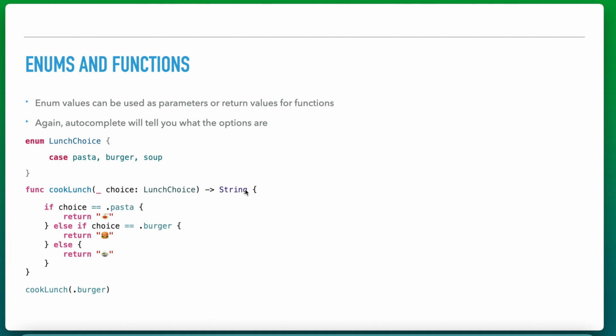And we can return a string here. So if the choice is pasta, then we're going to return the pasta emoji. If the choice is burger, we'll return the burger emoji. Or if it's something else, we will return the soup emoji. Okay, so if I call this function cook lunch with the parameter value of burger, I'm going to get a return of a burger emoji. I'll go over these in a few minutes.